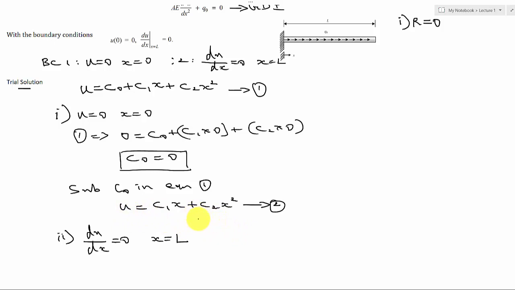After calculating the second equation you should not consider the first equation; you have to use only the second equation. Here in the boundary condition du by dx is given, but in my trial solution I have u. So the first step is calculation of du by dx. That is du by dx is equal to c1 plus 2c2 x, because we know that if you differentiate x square then you will get 2 into x. So this is my du by dx.